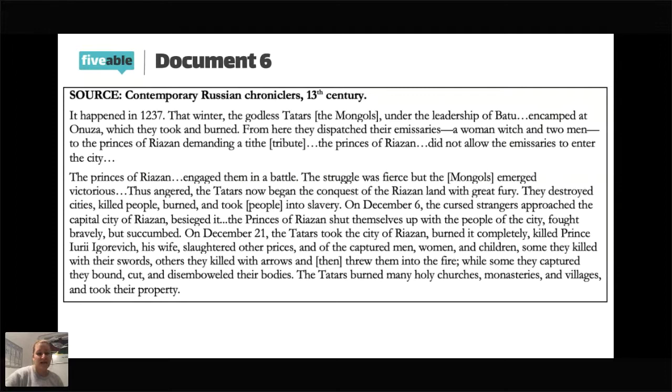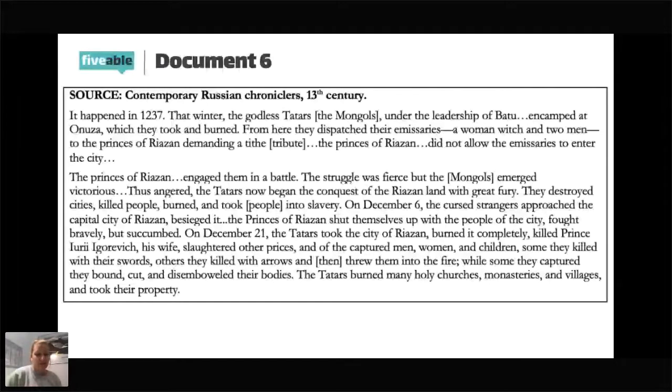The princes of Ryazan did not allow the emissaries to enter the city. The princes of Ryazan engaged them in a battle. The struggle was fierce, but the Mongols emerged victorious. Thus angered, the Tartars began the conquest of the Ryazan land with great fury. They destroyed cities, killed people, burned, and took people into slavery. On December 6th, the cursed strangers approached the capital city of Ryazan and besieged it. The princes of Ryazan shut themselves up with the people of the city, fought bravely, but succumbed.